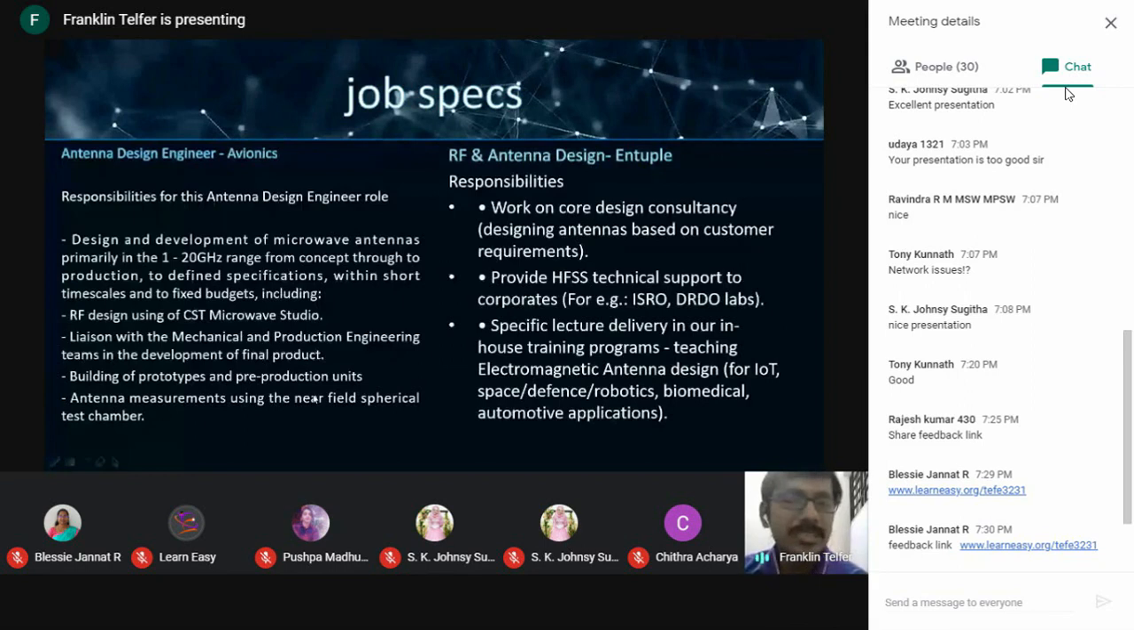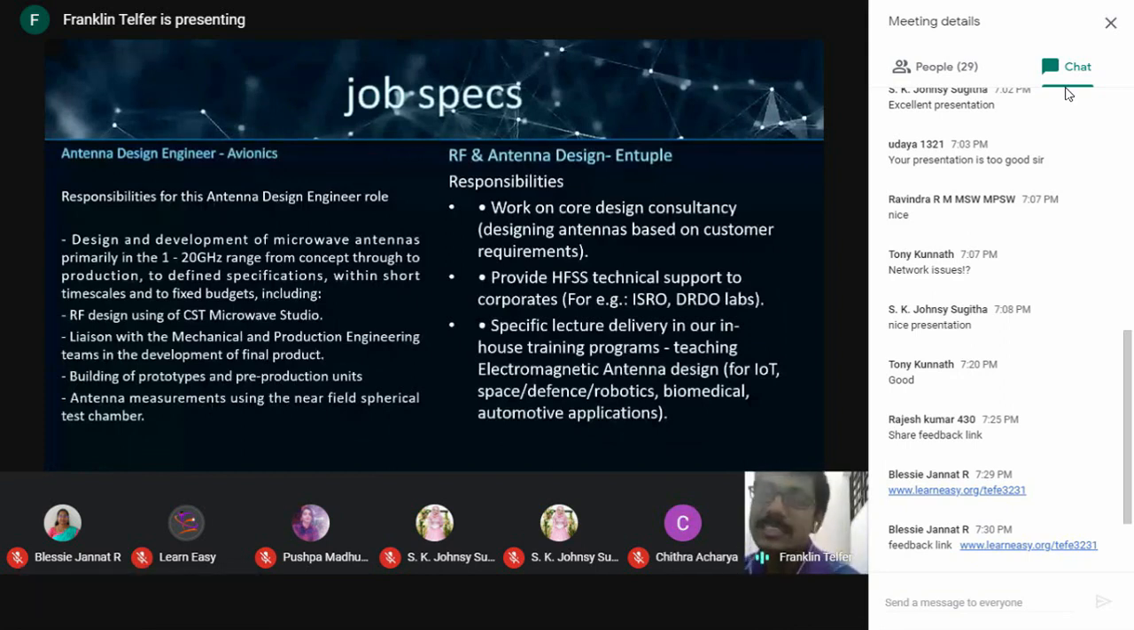Based on license, mechanical and protection engineering, this is not related. You may have to export your project to some other software for some other analysis, but that's not our main concern. The main points highlighted here are the points highlighted in my webinar. See, that's a company called NTP in Bangalore. At present, they are asking for an RF antenna design engineer. This is a recent job specification I got in India.